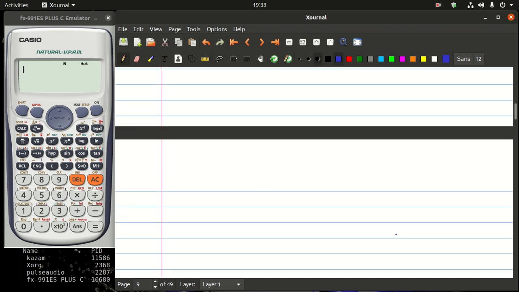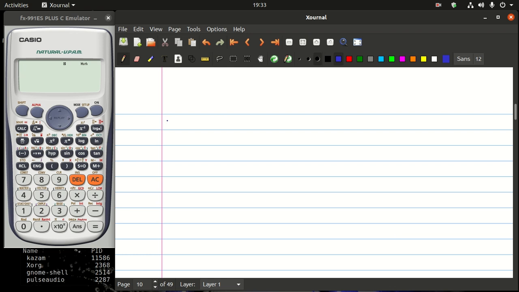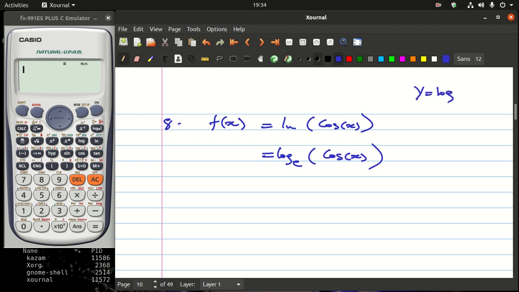And then this another one will be, this is number 8. We had our f of x, which is equal to ln of cosine of x. And then what we do actually, you know that this is same as log e of cosine of x. Again, looking at log e, we know y is equal to log e of x, and we know how to plot it. But there is this function sitting inside, so we just say let g of x be that function that is sitting inside, right?